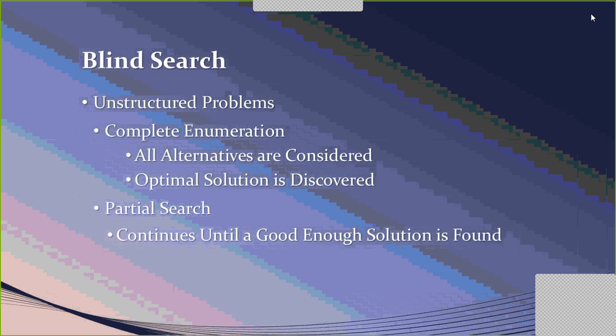Blind search is more for unstructured problems, the more complex problems for management. There are two types of blind searches. There's complete enumeration, in which all alternatives are considered and the optimal solution is discovered. The next type of blind search is partial search, which continues until a good enough solution is found. So this search type can take a very long time. You would need a lot of resources and a lot of time to use that particular search method.